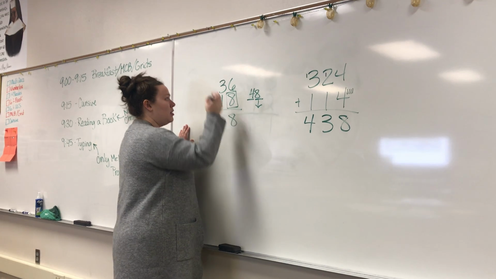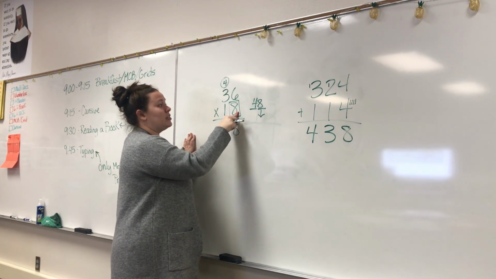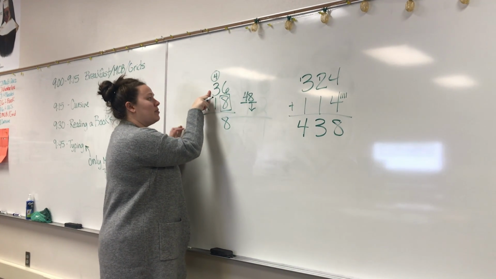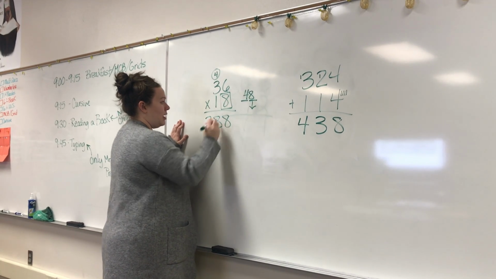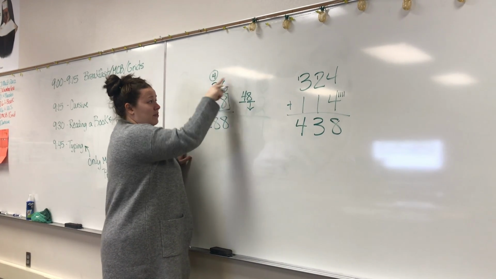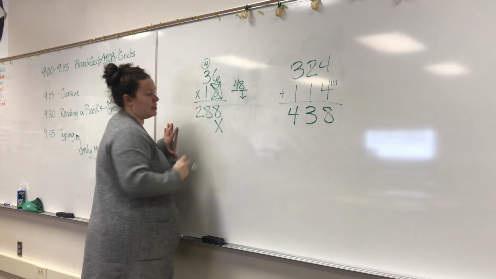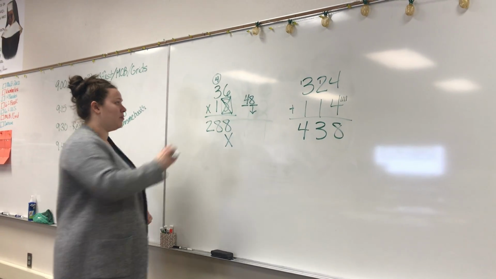So, 8, and we carry the 4. Your 8 friend right here still has to visit all upstairs, so the 8 has to go to 3. 8 times 3 is 24, plus the 4 is 28. This guy, he's done visiting all of his upstairs friends, so he leaves the building, and we put an X here as well. It is a placeholder. When you X here, you have to X here.